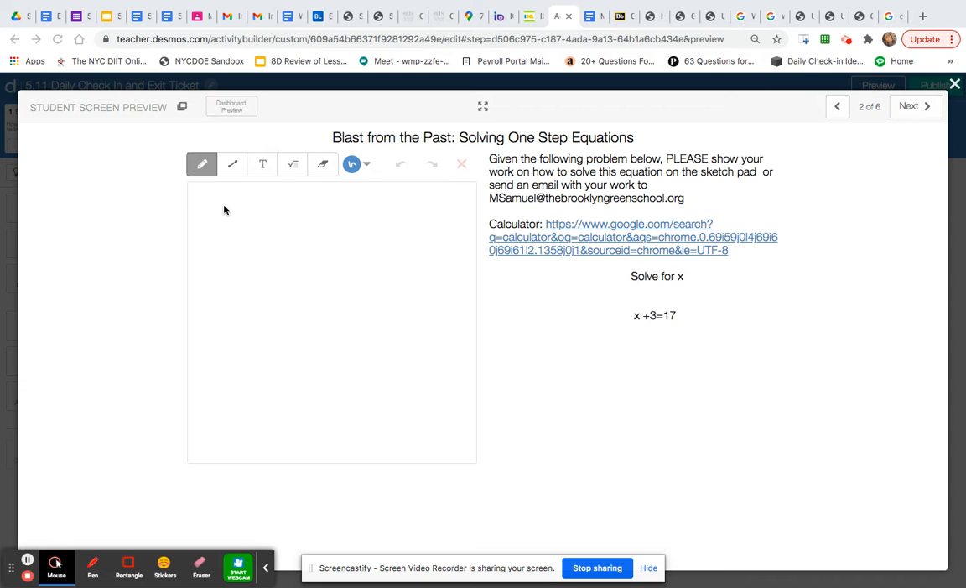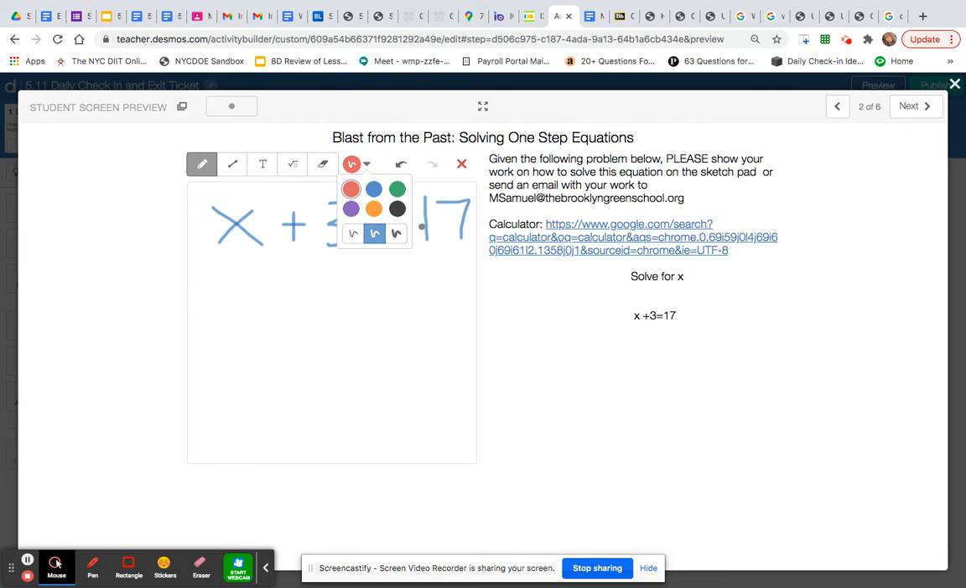Okay, so the problem says to solve for x, and we have the following equation: x plus 3 is equal to 17. Okay, so this is a one-step equation, and we know it's a one-step equation because there's only one operation happening between the terms in this equation. We have an x, and we're adding 3 to it to figure out what value of x plus 3 will give us 17.